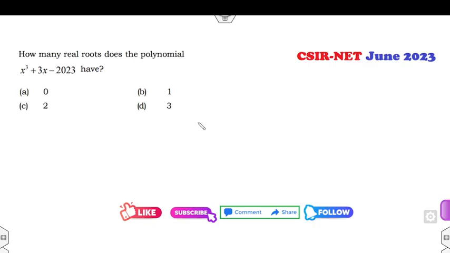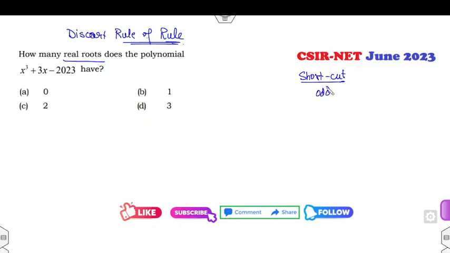Now, how many real roots? This kind of question is definitely asked in the examination. Whenever you are talking about real roots, you always apply Descartes' rule of signs. Always. Fine, Descartes' rule of signs. So first of all, if my function is of odd degree, then there exists at least one real root.